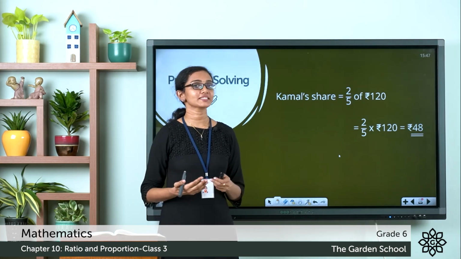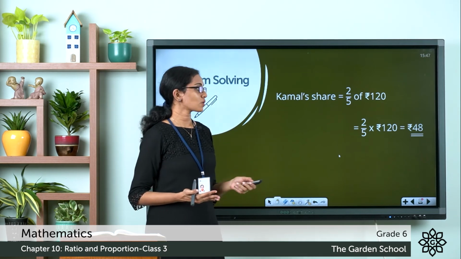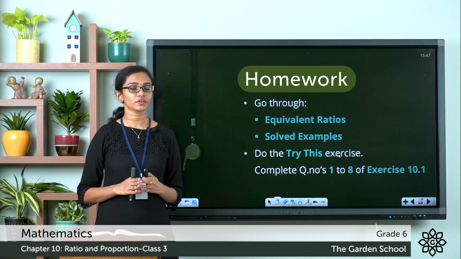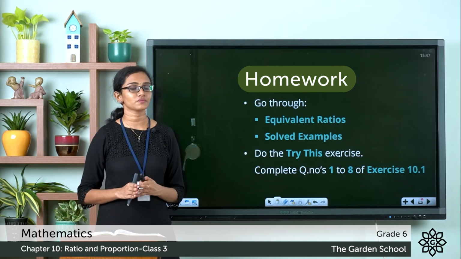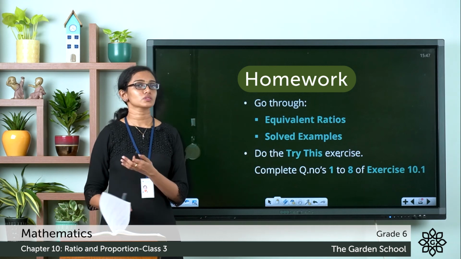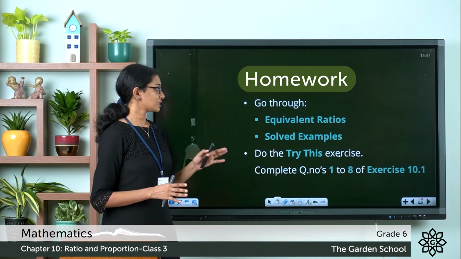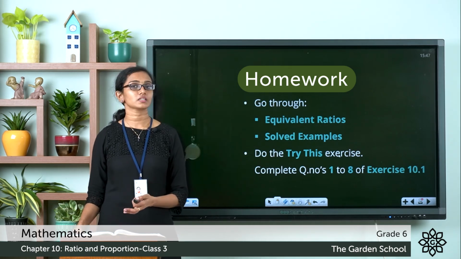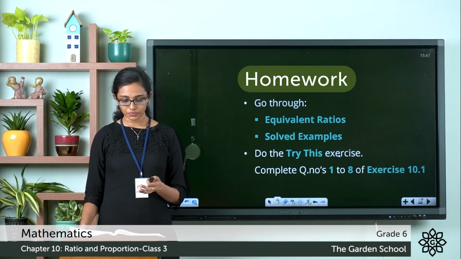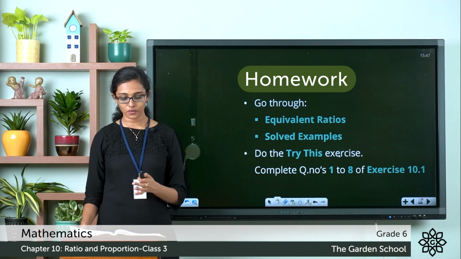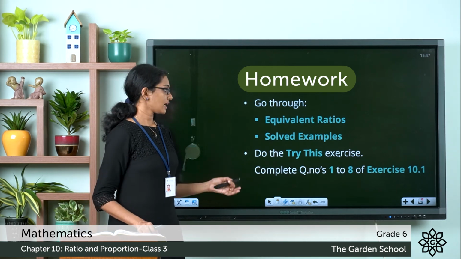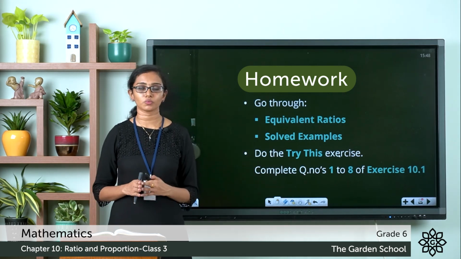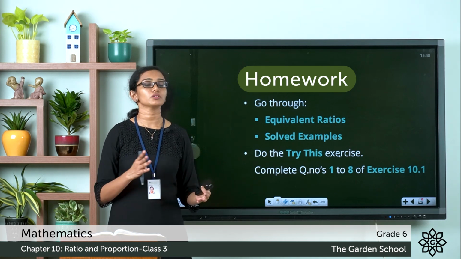So, children, I hope these examples are clear to you. A few more solved examples are given in your textbook. So, first you have to go to the topic equivalent ratios, which is given from page number 143. Then you have to go to the solved examples given in the textbook. Then there is a try this exercise given in relation to the topic. This is on page number 143. You have to find ratios of the situations given there, and then you can also complete the first 8 questions of exercise 10.1, that is from question number 1 to 8.